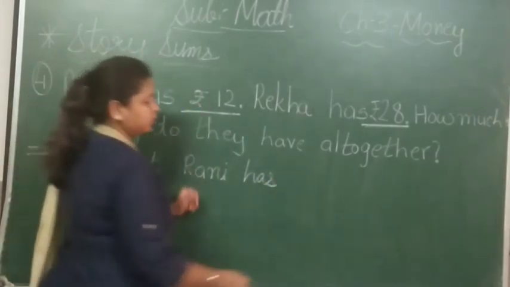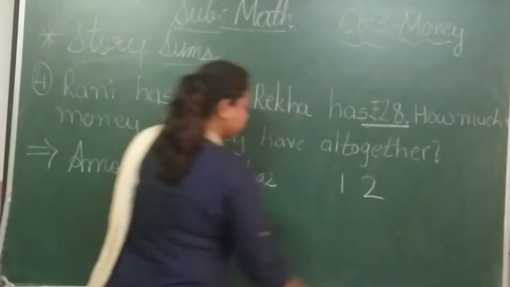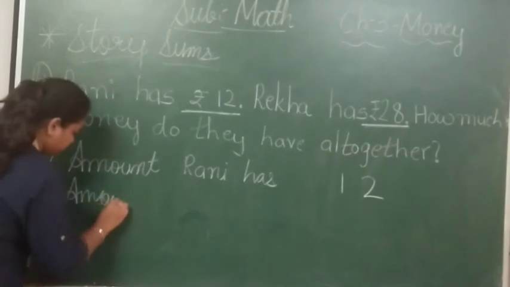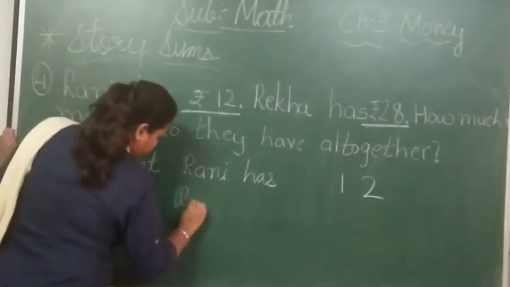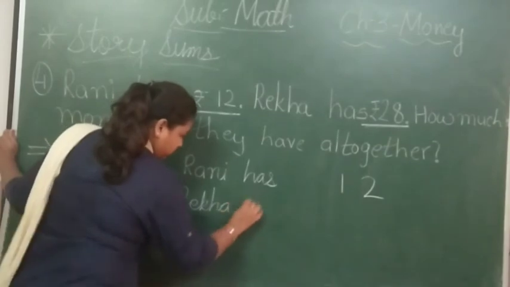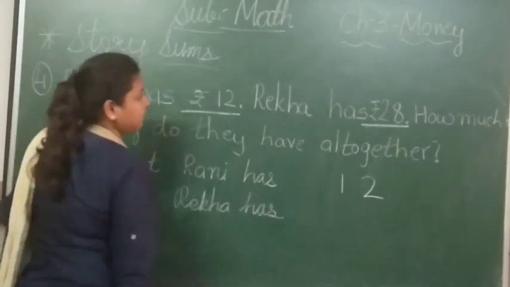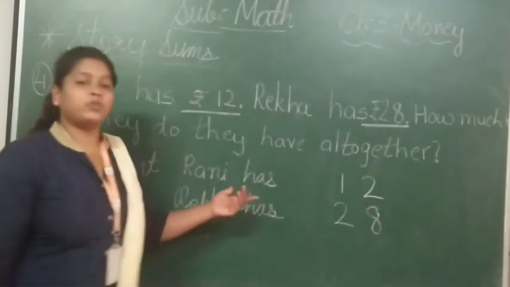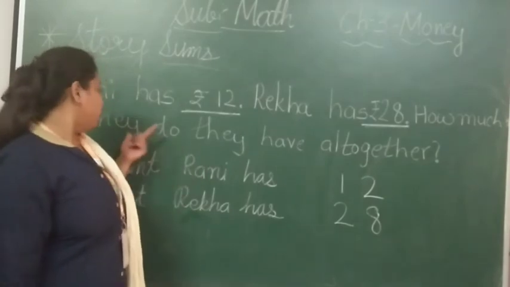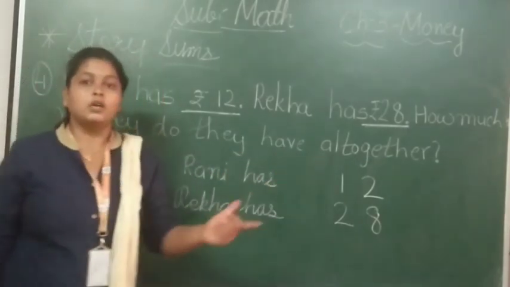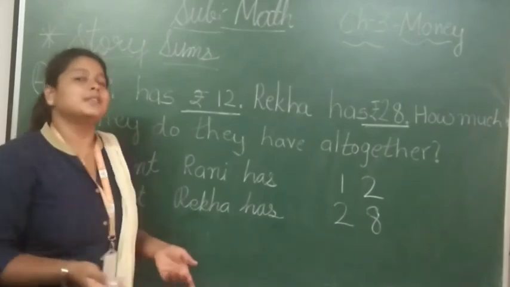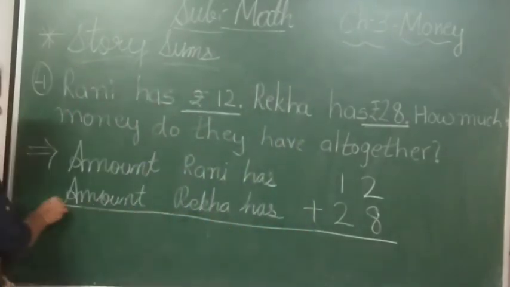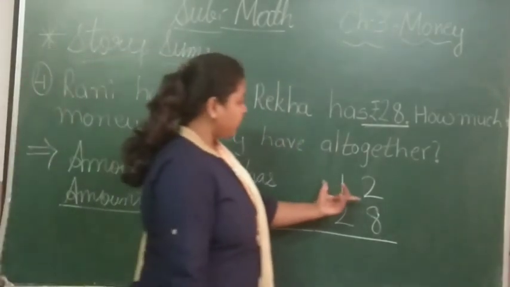रानी के पास कितने हैं? 12 rupees. So you will write number 12 over here. Next है Rekha. So you will write the amount Rekha has. Rekha के पास कितने हैं? 28. Now as you can see, हमें क्या पूछा गया है? How much they have all together. That together means what you have to do in this? Yes, you have to do addition. Okay. So you can write here. First we will solve and after that we will write our answer.